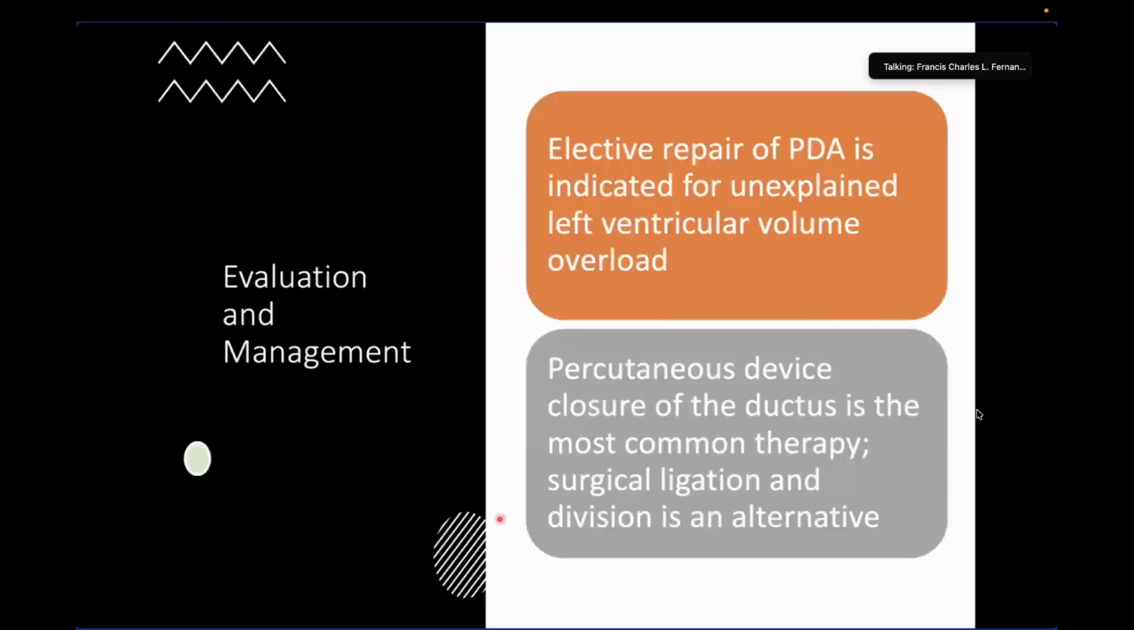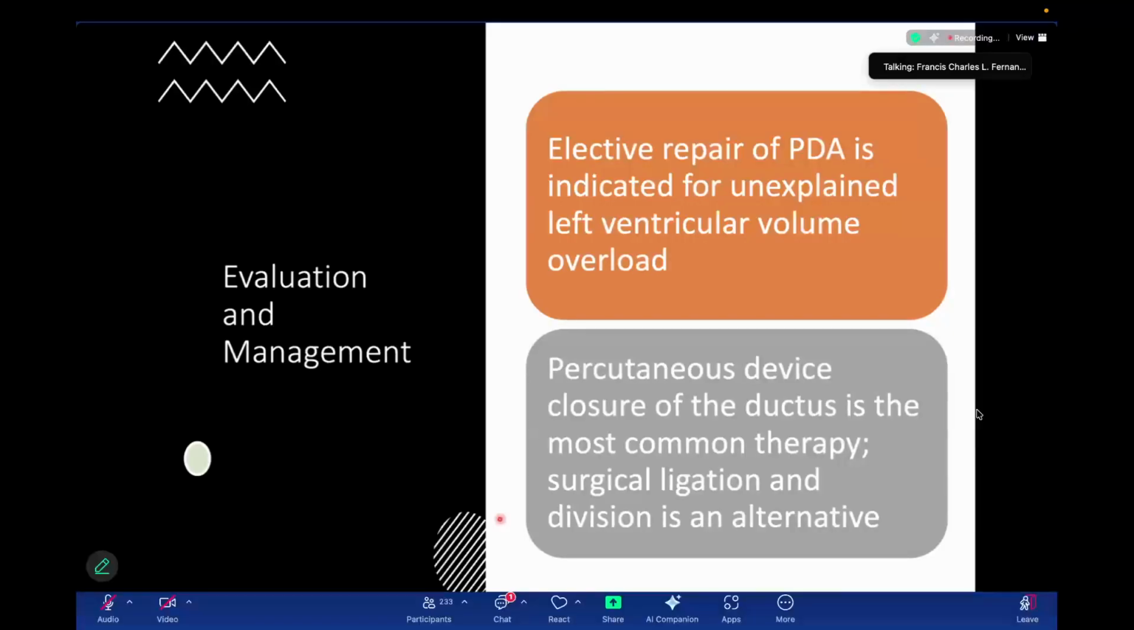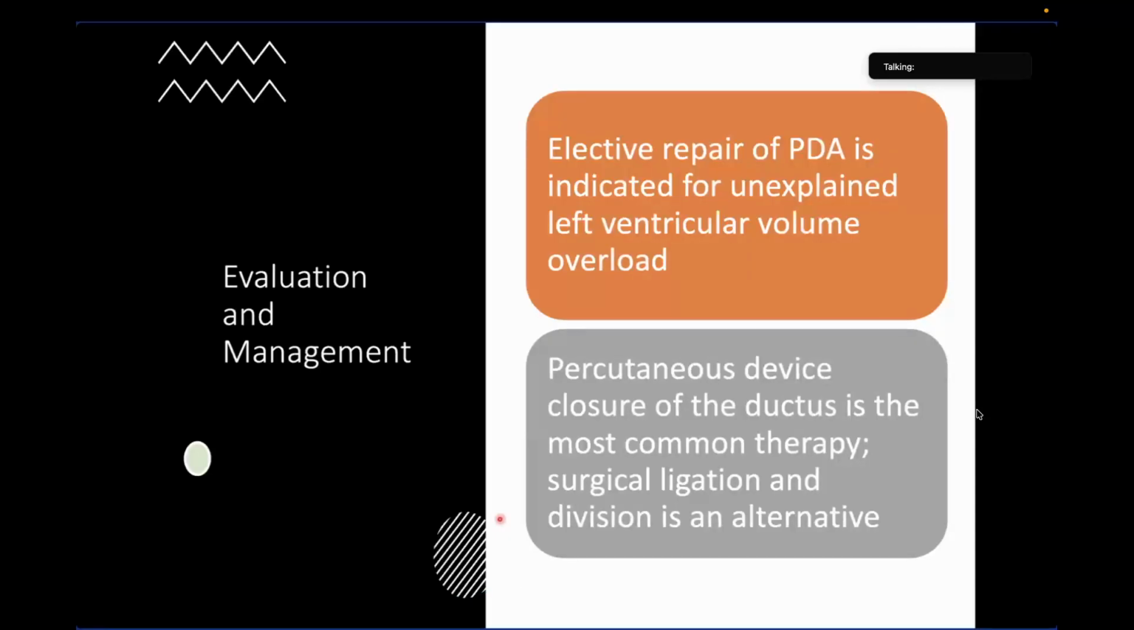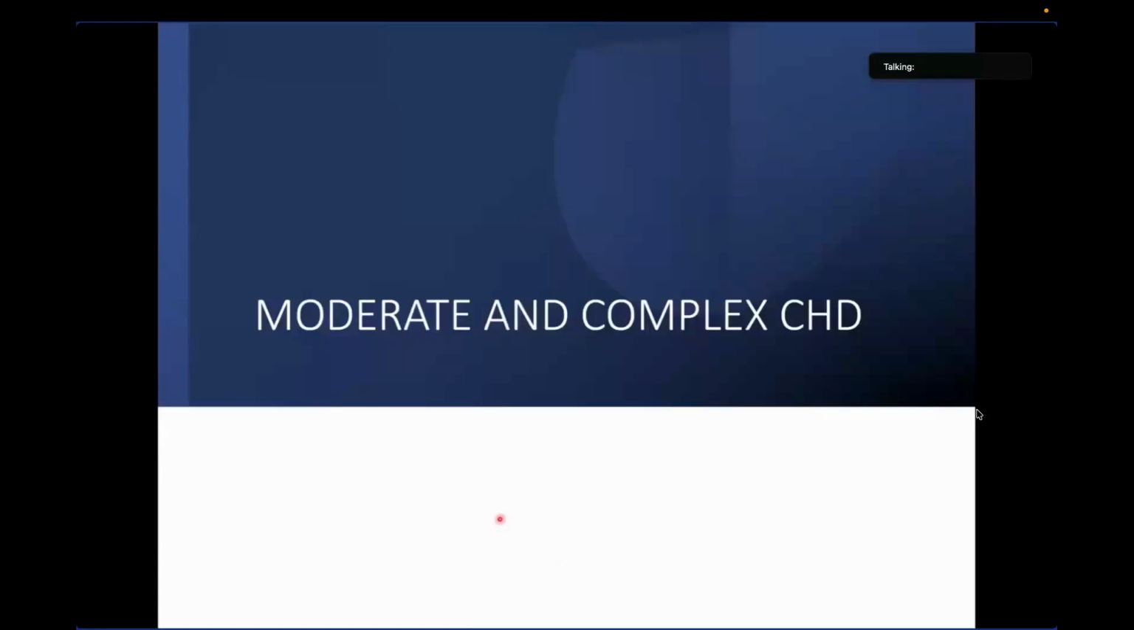All right. So you could have elective repair for unexplained left ventricular overload. However, we can use percutaneous device closures as an alternative with a very good and high success rate. So those are the simpler ones, the ones you noted earlier in summary: partial anomalous venous return, ASD secundum, primum, sinus venosus, and your VSD and PDA. So these are acyanotic, not complex.